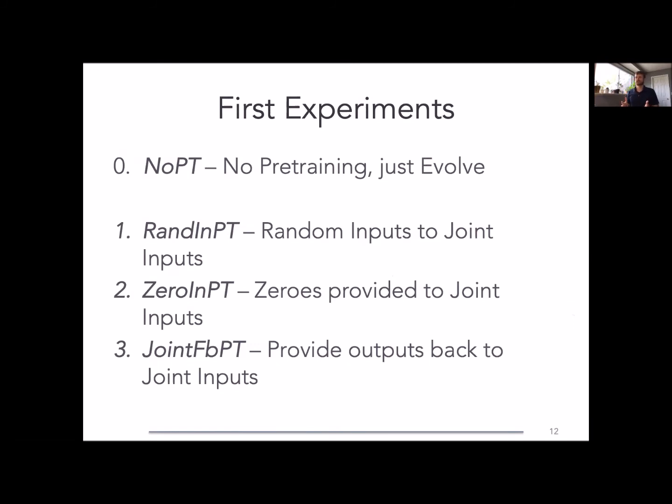So our first experiments, we conduct 4 treatments. We've got no pre-training, which is just evolution as a baseline. Then we've got 3 pre-training treatments. The first one, we provide random inputs to our joint inputs in the neural network. The second one, we provide zeros to the joint inputs. And the third one, we provide the outputs of the neural network back as joint inputs, simulating a sort of greenfield scenario where the motor outputs perform exactly as expected, the joints move exactly as expected, and the neural network is performing optimally.